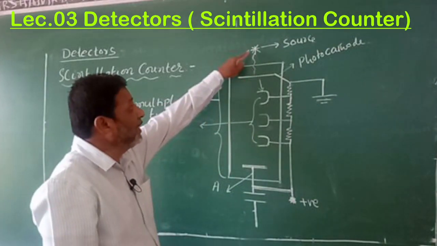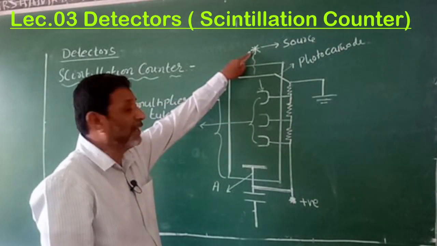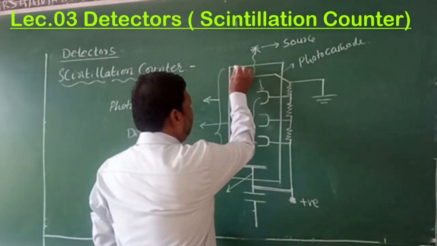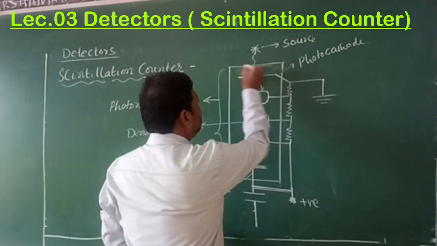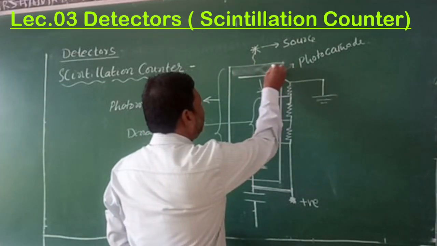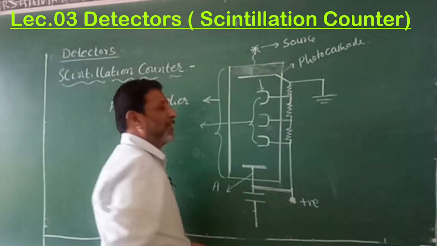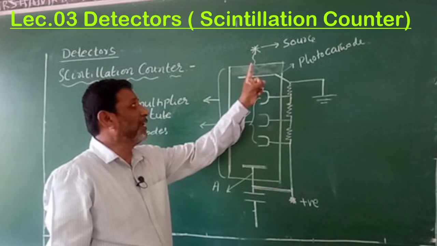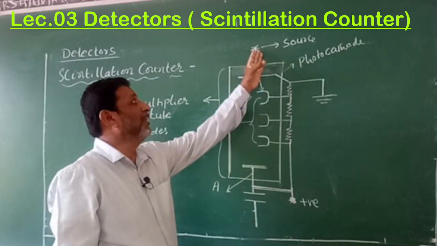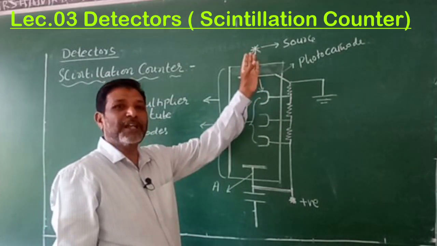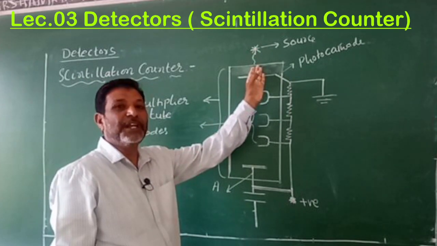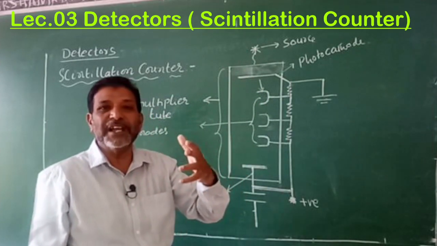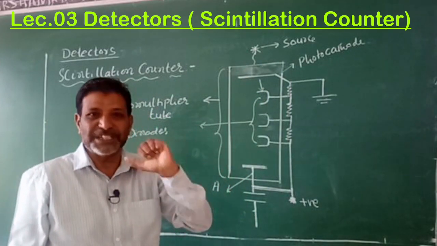Now, when any particle is incident on this material, here there is an organic or inorganic material. Already I have made it clear that there are certain organic and inorganic materials such that when any charged particle or light is incident on them, they produce flashes of light, and those flashes are named scintillations, isn't it?